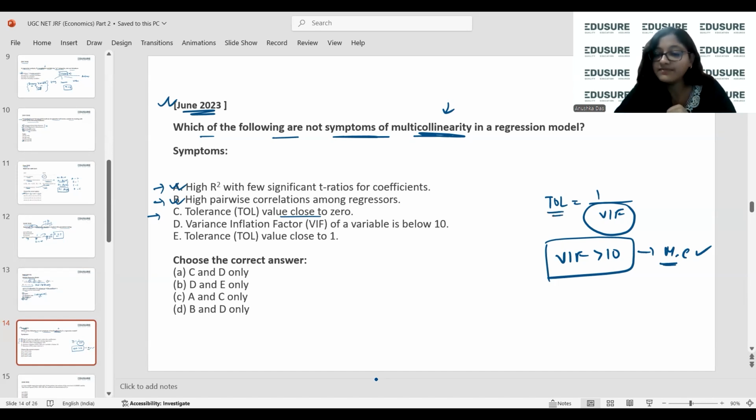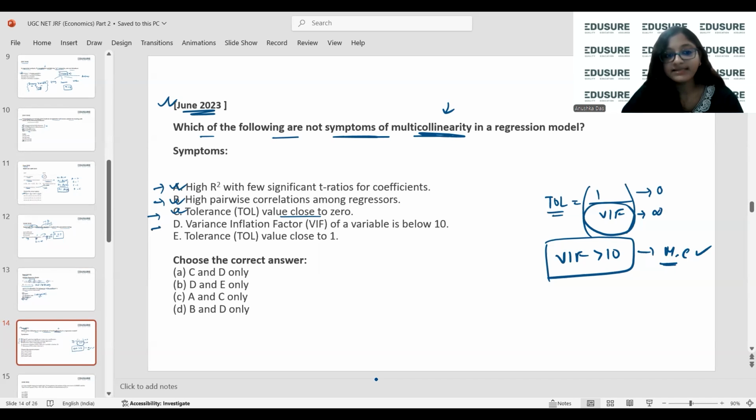See, the tolerance factor is simply the reverse of that, 1 upon the variance inflation factor. So if VIF goes to infinity, it signals strong multicollinearity. If the denominator goes to infinity, then 1 upon that will go to 0. If the tolerance factor goes to 0, that will imply multicollinearity is present. So that is the third point. Tolerance value close to 0 will also signify multicollinearity is present in your model.